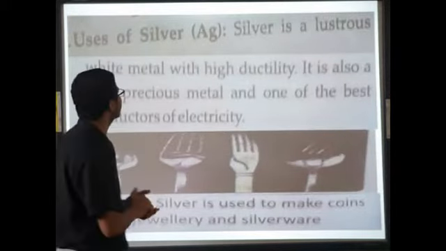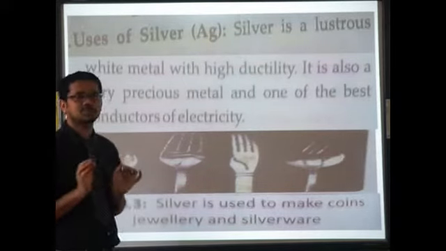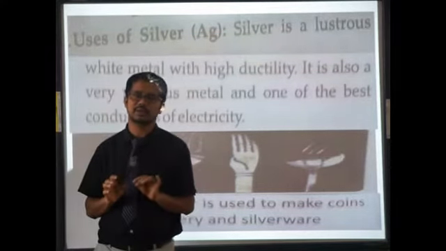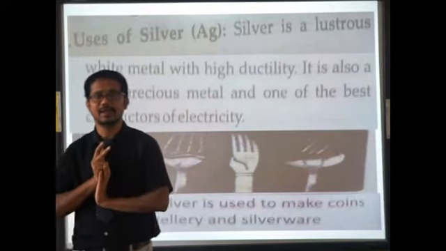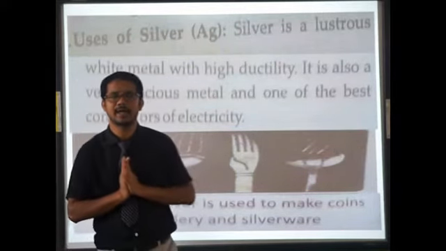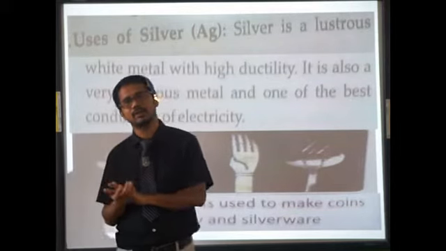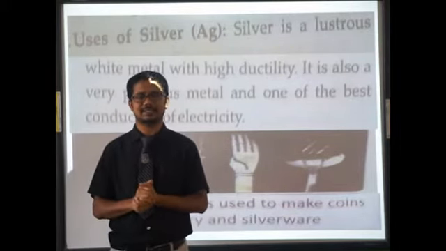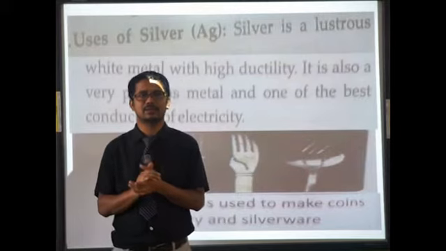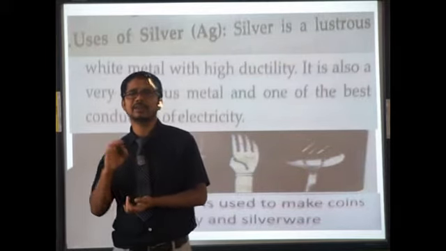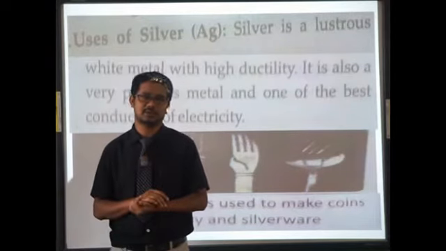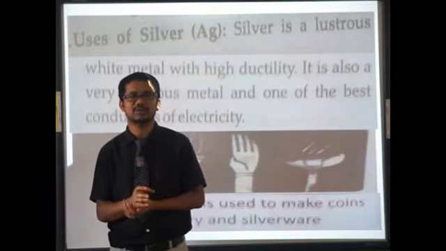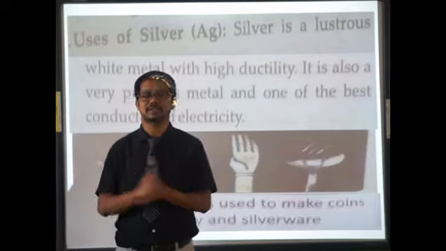Then uses of silver. Silver is lustrous. Now what is the color of silver? White. Gold, yellow; silver, white. Silver is a lustrous metal. It is also used in making jewelry and coins because it is resistant and stable. Though it reacts with very strong concentrated acids, it does not react with air and water, and it does not react with dilute acids also.